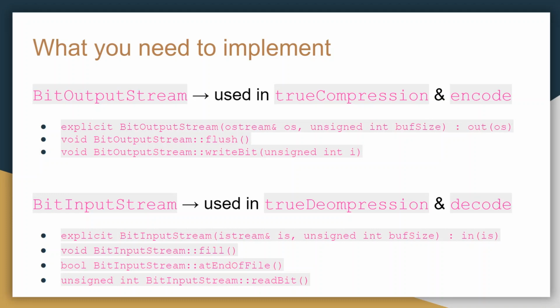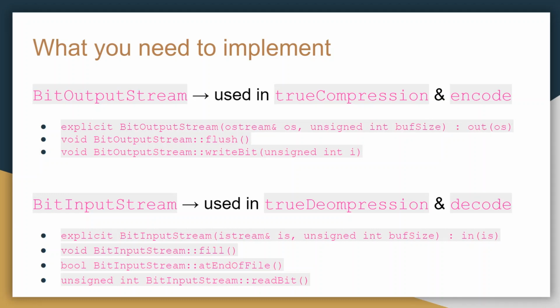BitInputStream and BitOutputStream are listed here. I guess this slide got moved to a different position. I'm just going to leave it here for the sake of not re-recording. But essentially, BitOutputStream should be used in trueCompression and Encode, and BitInputStream should be used in trueDecompression and Decode. And these are the different methods that you'll be dealing with.